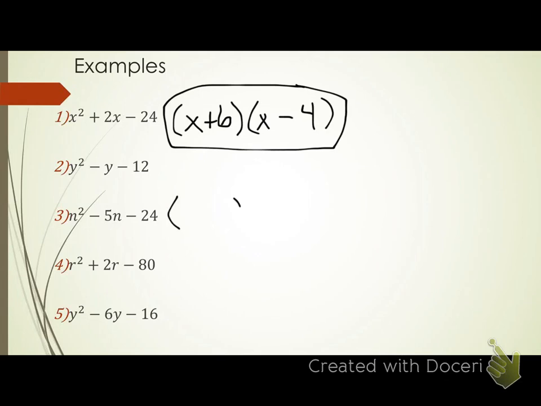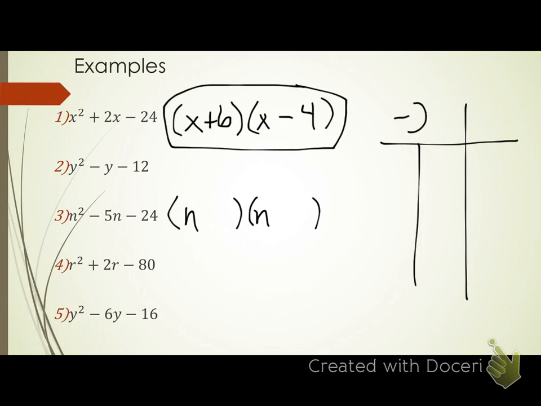Okay, what's my variable here? N. What's my C value? Negative 24. B value? Negative 5. Raise your hand if you can give me two numbers that multiply to give me negative 24.